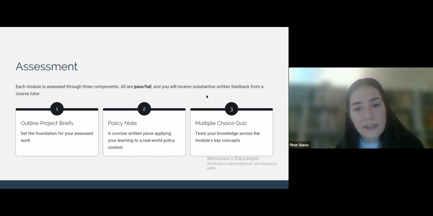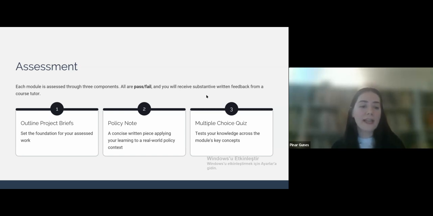And if you want to further discuss the feedback or talk to the module tutor in more detail, of course, we are also here to discuss more. And lastly, we have the multiple choice quiz, which tests your knowledge across the module's key concepts. Again, this is pass or fail, so the grade doesn't matter in that sense, but of course you would need to pass a certain threshold to pass the multiple choice quiz.